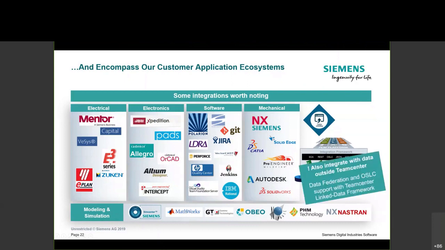And then, not least, it is also a matter of integrating with data outside Teamcenter. So we are also providing a framework where we can integrate data through data federation and still give a representation in the information model I was mentioning before, using big data, for instance. So that's a very important aspect.